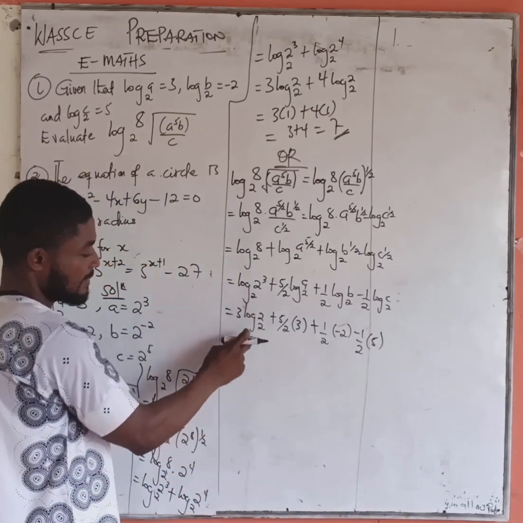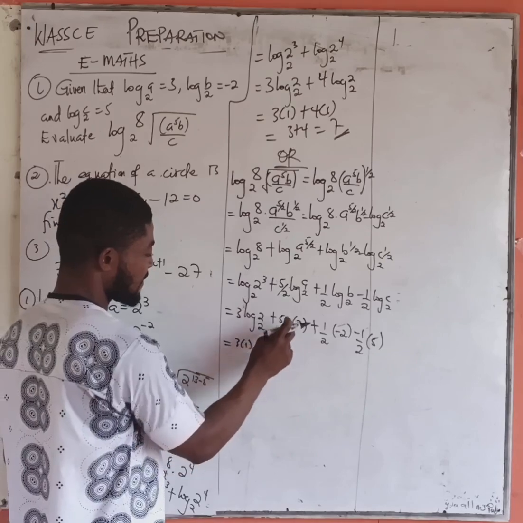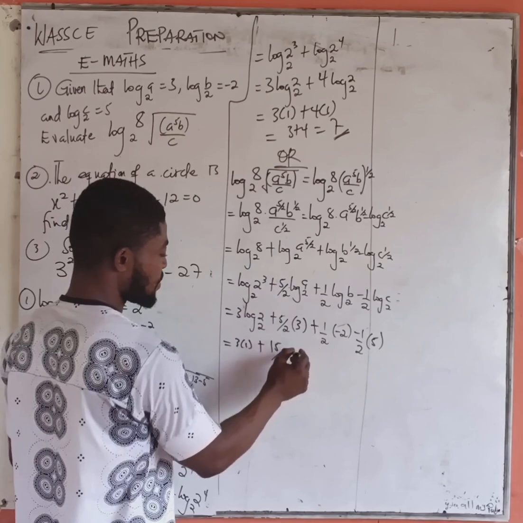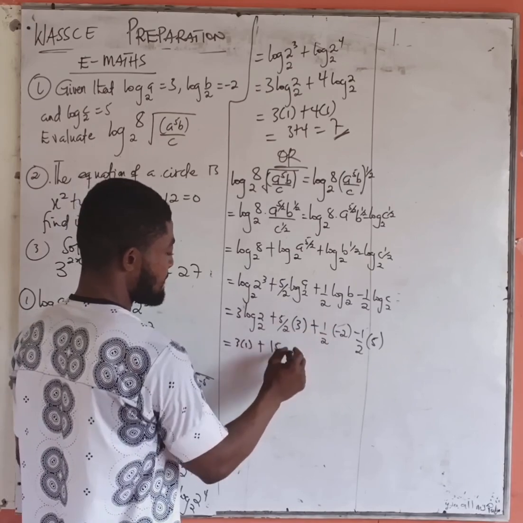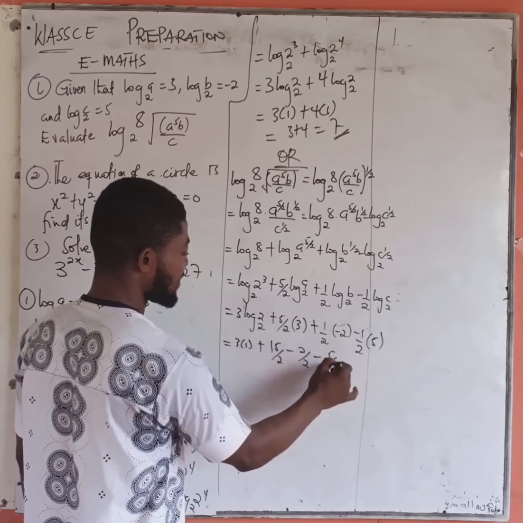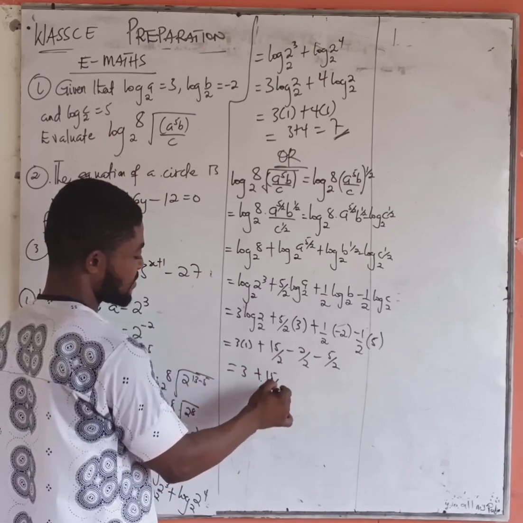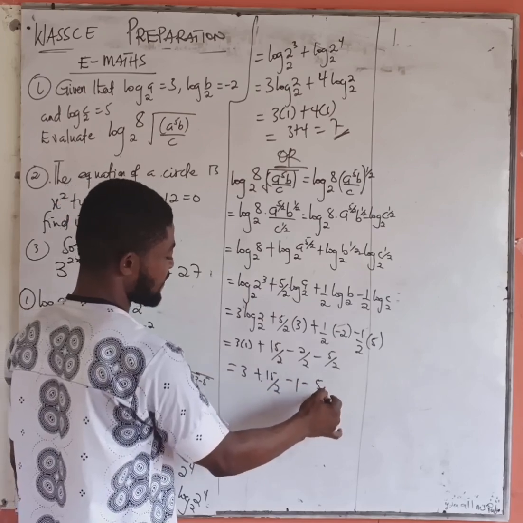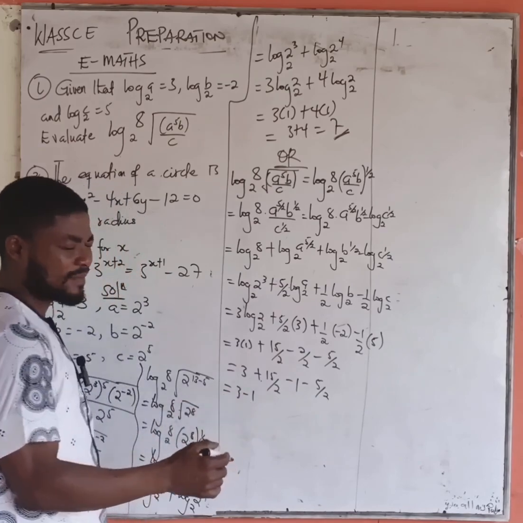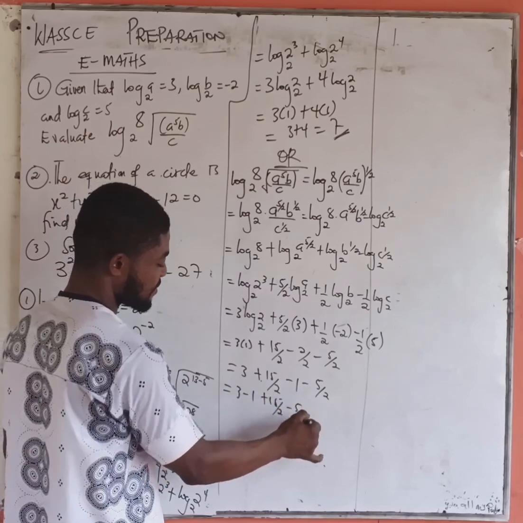I know log 2 base 2 is 1. So 3, 1 plus 15 over 2. This is going to be minus 2 over 2 minus 5 over 2. 3 plus 15 over 2 minus 1 minus 5 over 2. So I subtract the 1 from the 3 plus 15 on 2 minus 5 on 2.